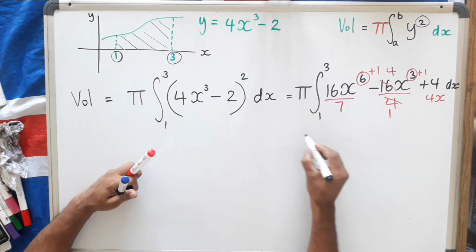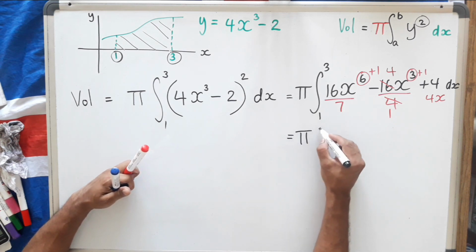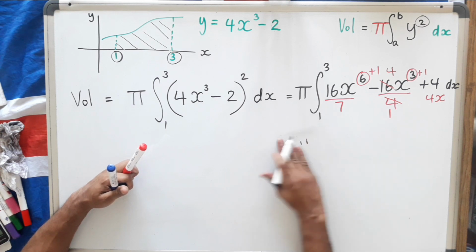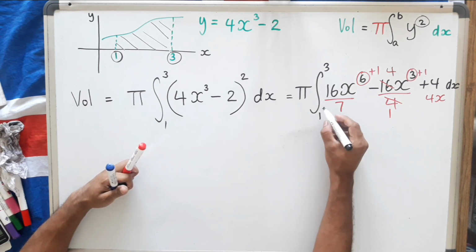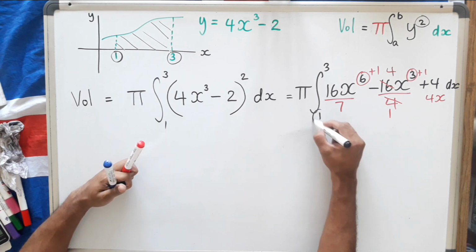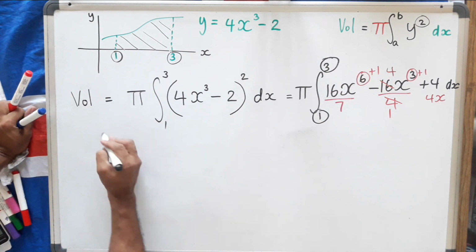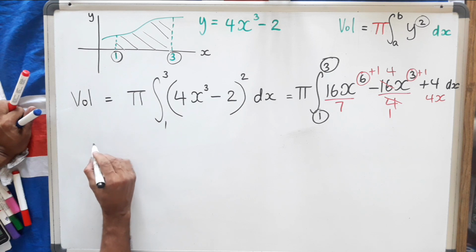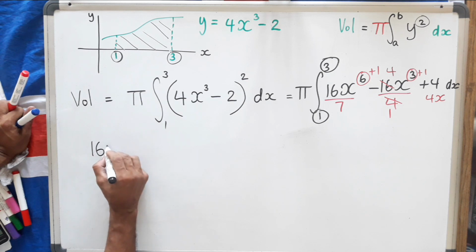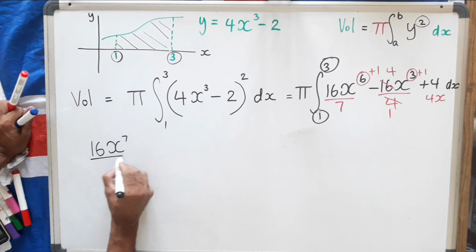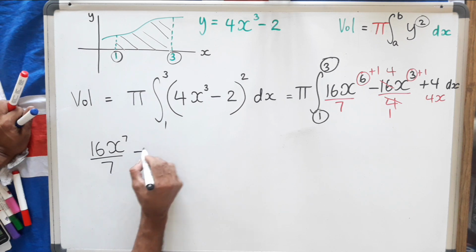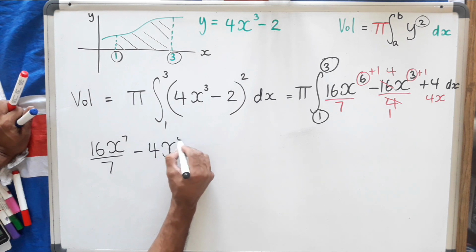So I think my final answer will look, well, sorry, I shouldn't say final answer. We have finished integrating, but when we integrate, we still have to plug in the 1 and the 3. So it will look something like this. And let me see, I run out of space here. So 16x to the power 7 divided by 7 minus 4x to the power 4.